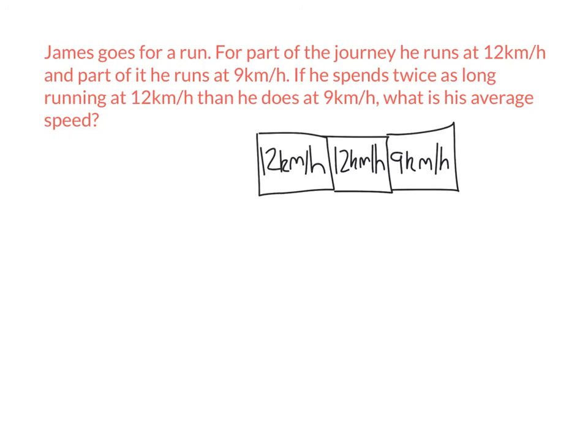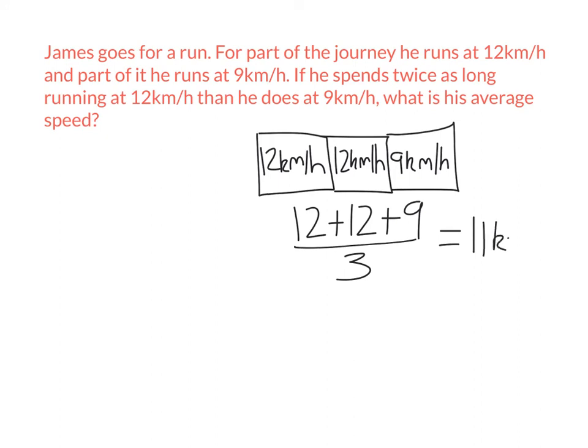So he spent 1 lot at 12 kilometers per hour, 1 lot at 12 kilometers per hour, and 1 lot at 9 kilometers per hour. So he's just gone 12 plus 12 plus 9. He's done 1 lot at 12, 1 lot at 12, 1 lot at 9, and he's done 3 lots in total. So if you just add that up and divide by 3, you will get 11 kilometers per hour. That will be his average speed.